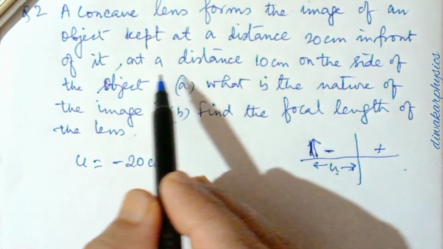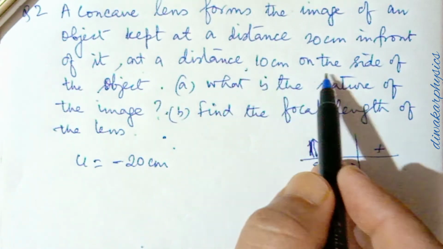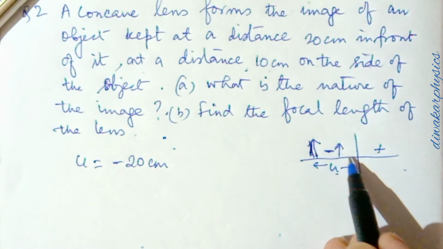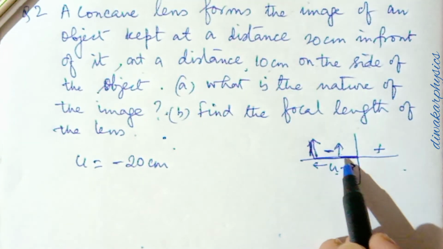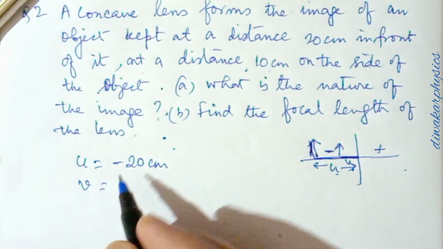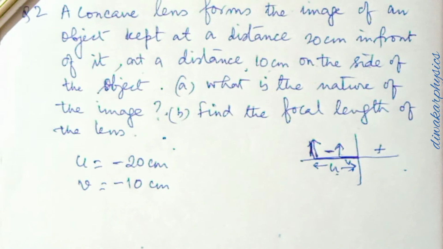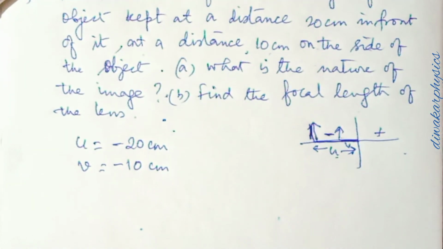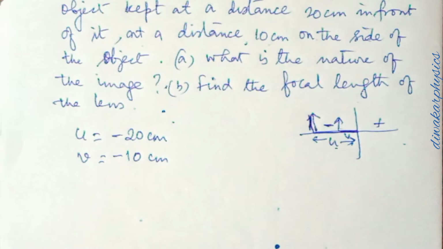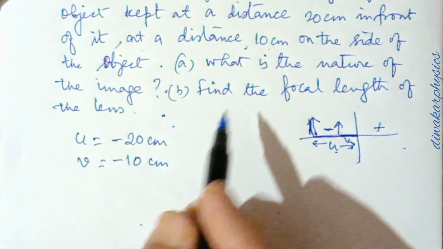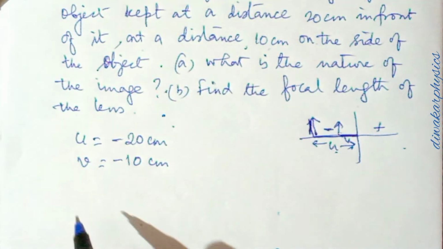At a distance 10 centimeter on the side of the object. That means the image is formed here only, on the same side as the object. That means v is also negative here. So v is minus 10. And interestingly, a concave lens has u, v, f all negative. u, v, f all negative. Remember that. Easy to follow. So u negative, v negative. Only this information is given.